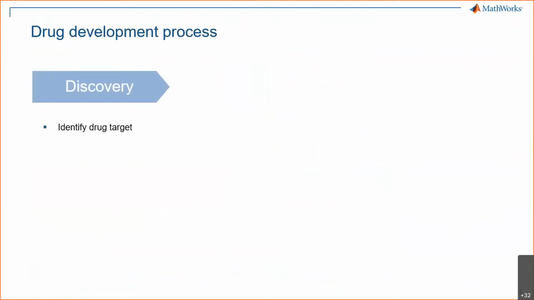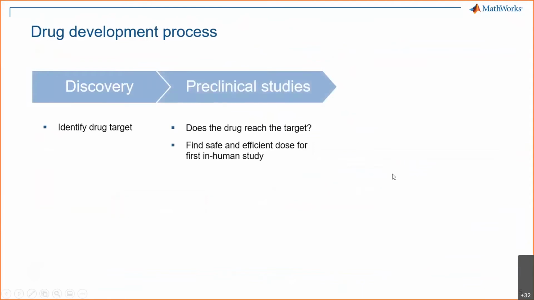So where are those techniques used in the drug development process? It's more a reminder probably for most of you, but I'm going to separate that into really 3 phases only. The first one will be the discovery phase, where it's about identifying a drug target. Then come the preclinical studies, mostly done with data from animals, where it's about seeing whether a drug could reach the target as expected, and trying to find a safe and efficient dose for the first-in-human studies.